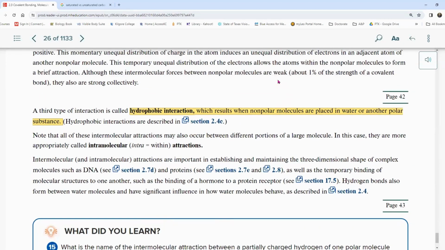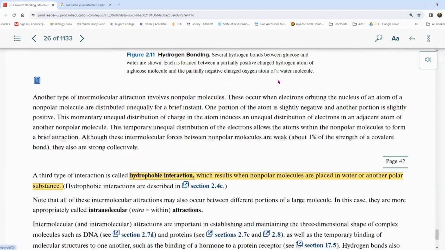Why this is important when it comes to being hydrophobic or hydrophilic. If you break the word apart, hydrophobic means hydro means water, phobic means fearing, like a phobia, like if someone has a phobia of spiders. So hydrophobic just means that it is scared of water or doesn't like to mix with water. You can think about this as being like oils, butters, fats. It doesn't like to mix with water, so we call that hydrophobic, which is a result of non-polar molecules that are placed in water with other polar substances. Water is polar, but oil is not, so those don't like to mix.